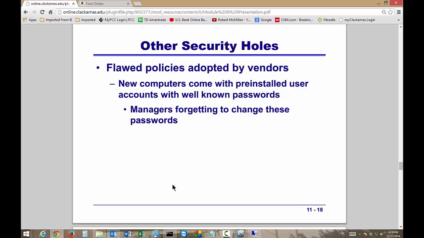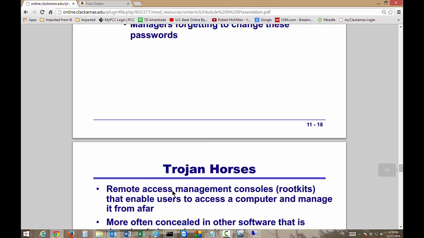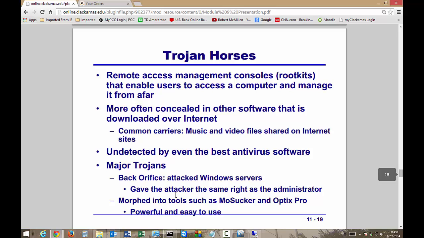So other security holes are flawed policies adopted by vendors. New computers sometimes come with pre-installed user accounts with well-known passwords or no password, and managers forgetting to change these passwords could cause a security problem. Some computers come with admin with no password, or guest with no password, or guest with a known password. So there are different types of things that come with the computer that need to be changed before you actually put them on your network.